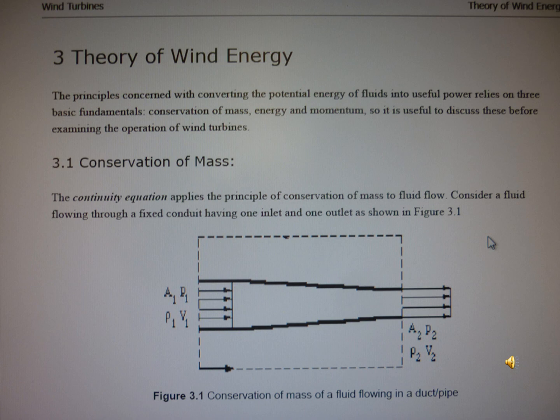So this slide shows wind energy. Sometimes we also utilize wind energy in the production. So we also utilize the conservation of mass.